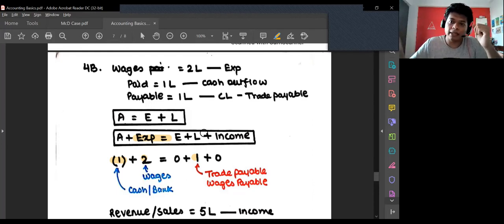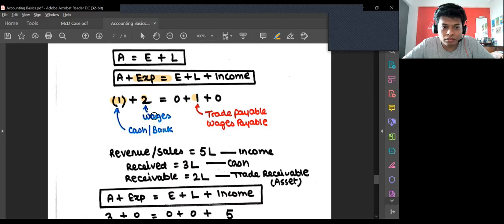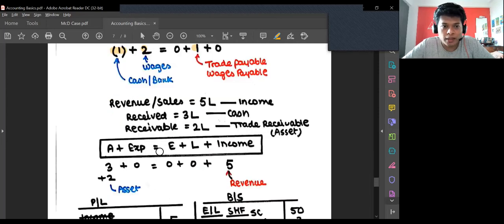Like in future, I have to pay that. So that's why a liability is created. Again, you see -1 +2 is 1, so that entire equation is tallying. Wages, cash bank, trade payables, wages payable. I'll put this in the description. You can access this.